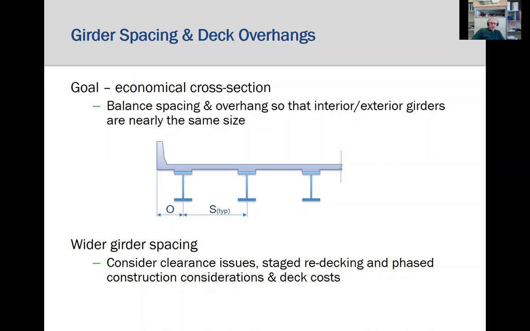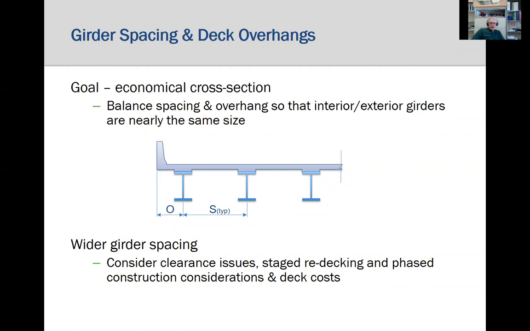However, there are associated trade-offs. Frequently, the girder depth cannot be increased due to the clearance envelope requirements. Flange sizes are limited to practical plate sizes, or live load deflection limits must be met. Staged redecking and phased construction considerations may also dictate how many girders are required for the cross section. Wider girder spacing can also lead to somewhat thicker, heavier concrete decks.